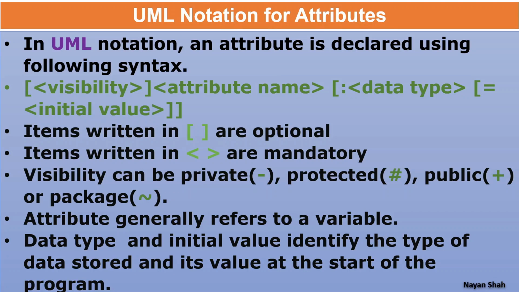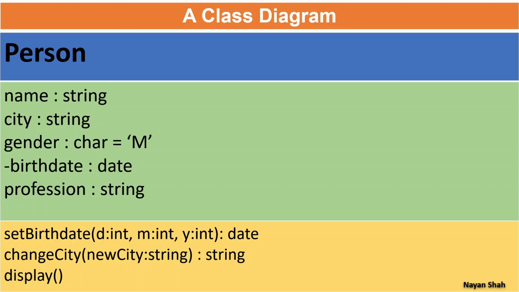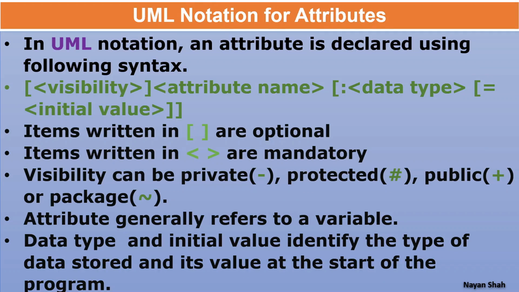And visibility, there is again one example with visibility. Birth date, if you see the minus sign before birth date, that indicates the visibility. We'll discuss visibility now. Visibility can be private, indicated by a minus sign, protected, indicated by a hash symbol, public, indicated by a plus sign, or it can be package, which is indicated by a tilde sign. We will discuss visibility in detail in the next slide.